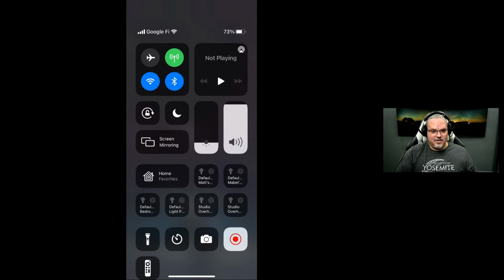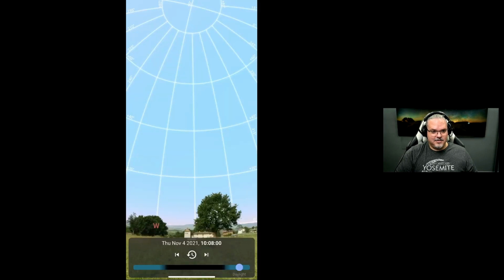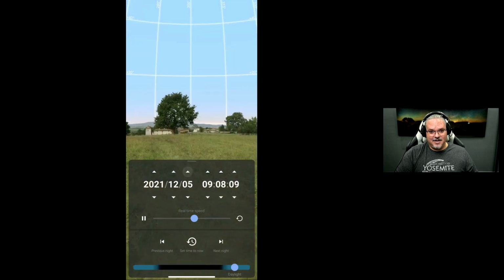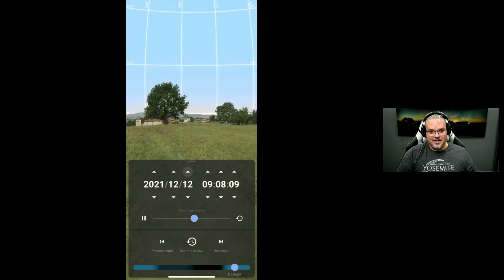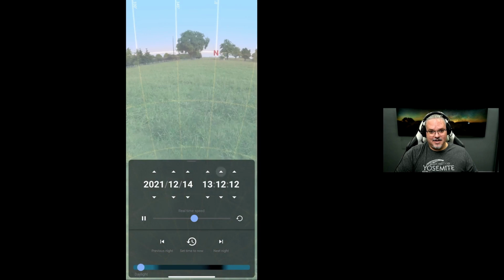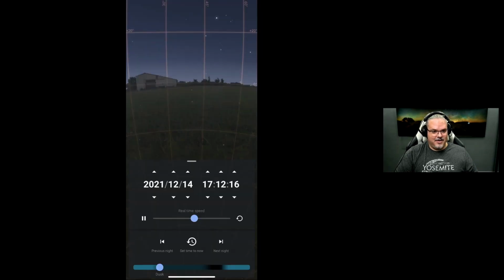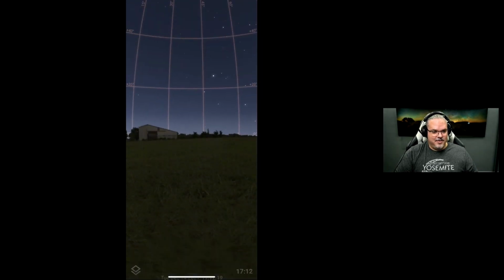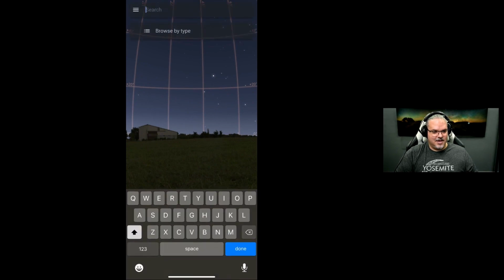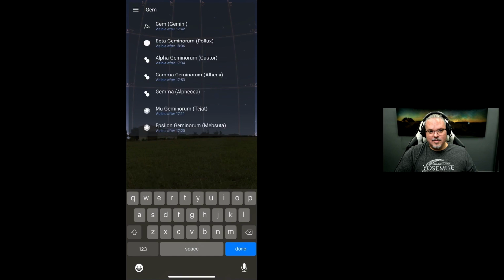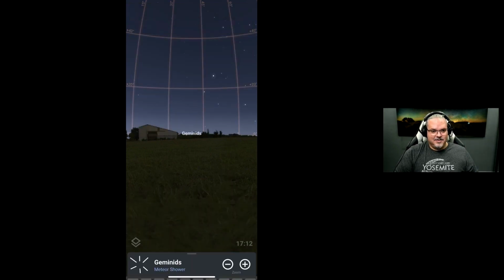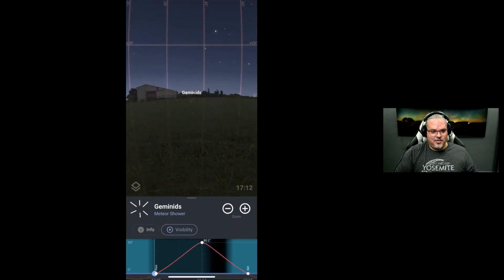And let's take a look at the Geminids. I'll hit play on this one. So first thing I need to do is change to the date. And I'm just recording here. I'm changing the date to the peak of the Geminids, which I know is December 14th. And it's going to be at 2 a.m. So I'll just jump ahead a little bit here. And we get down to the time in the morning that it's going to be. And then you go search for the Geminids and you have to type it right. And you tap on that and it's going to show where it is in the sky.